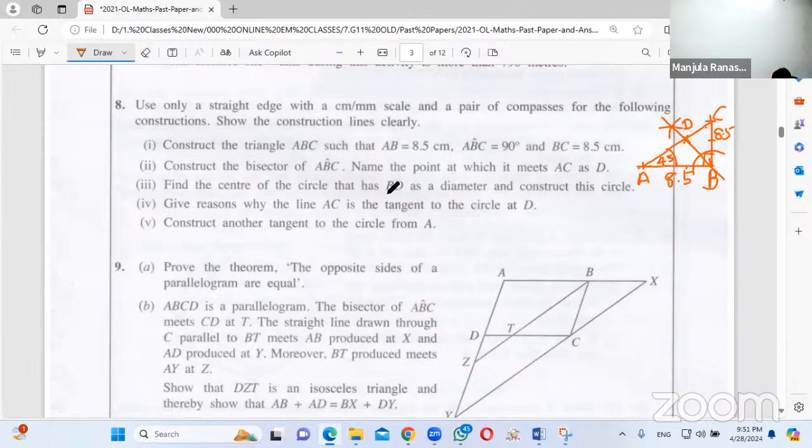Find the center of the circle that has BD as a diameter. So BD as a diameter, and construct this circle. Then, son, find the center of the circle that has BD as a diameter. So how do we do it now? If BD is the diameter, the center is exactly in the middle.